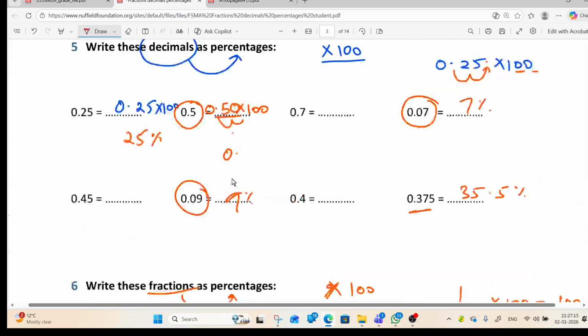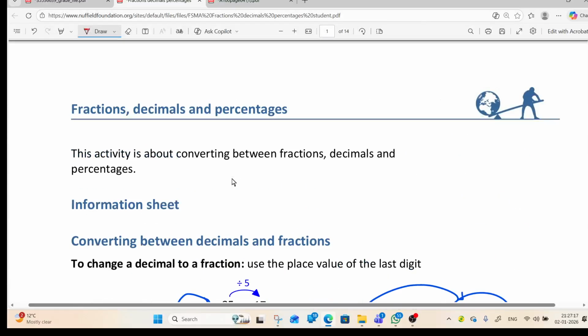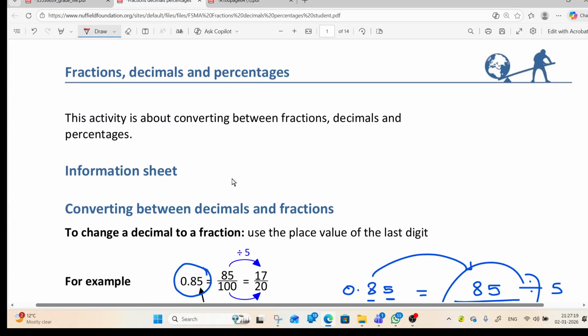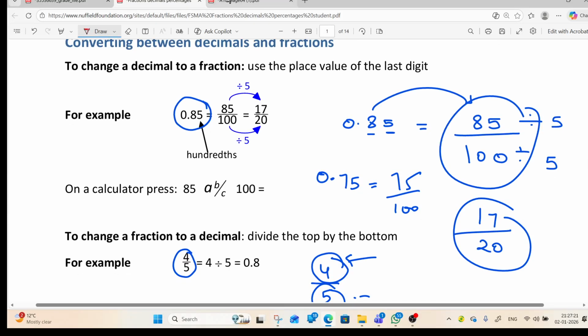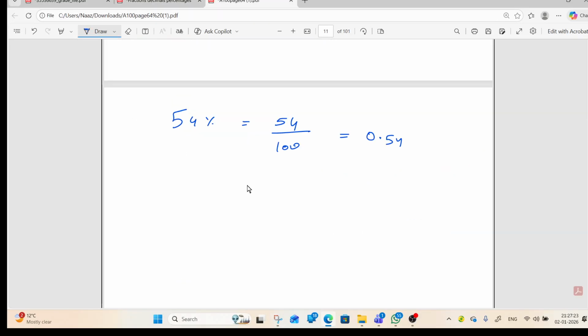So now you know how to convert a decimal into a fraction, right? This is what we have learned to convert a decimal. For example, if I have 0.9, I just write the numerator. I check how many digits are there after the decimal. If there is one digit, in the denominator I put 10, right? This is how we convert a decimal into a fraction.